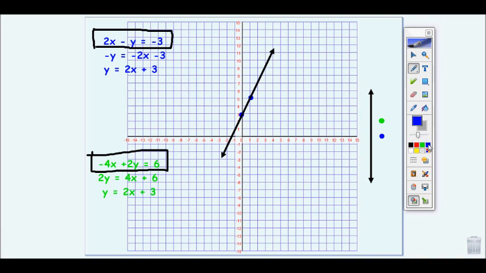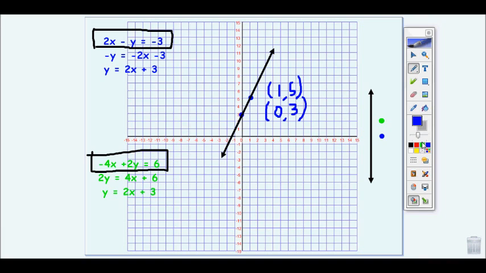So I have the y-intercept at 0, 3. And I have the applied slope of up 2 over 1. So I need to look at my x, which is 1, and my y, which is 5. Okay? You can see I did the same thing with the next equation, the green equation.